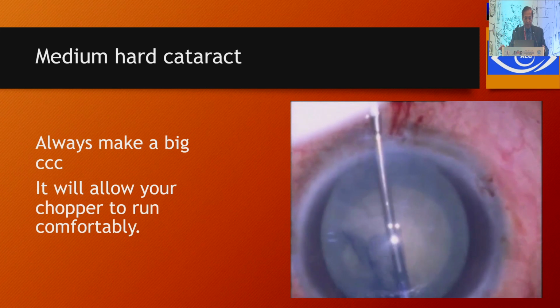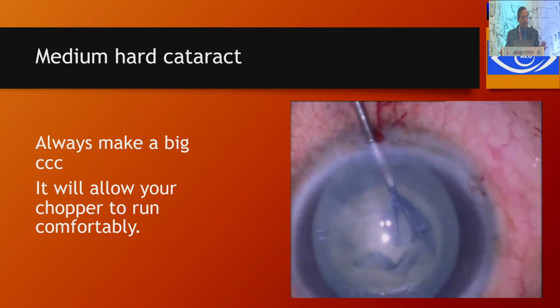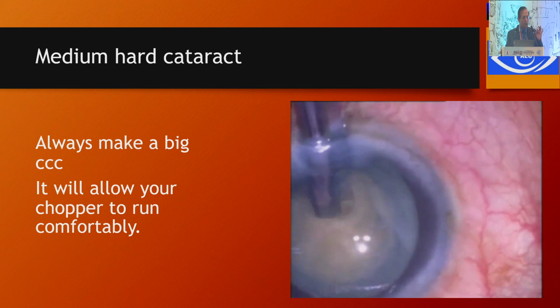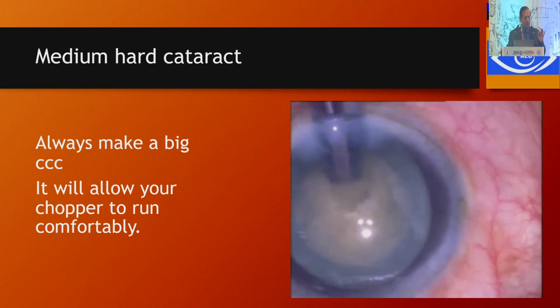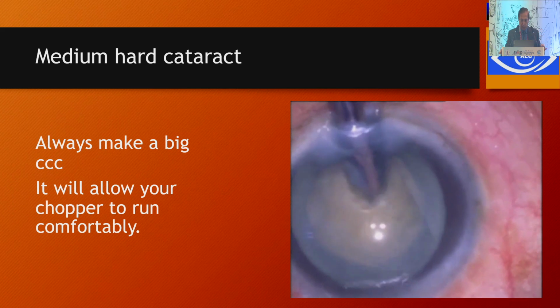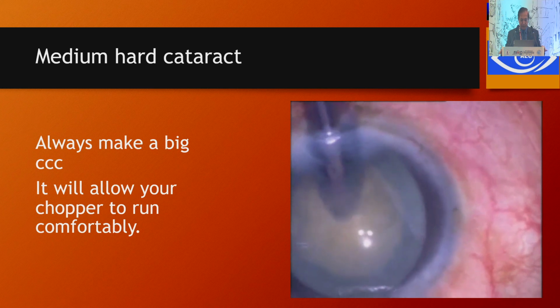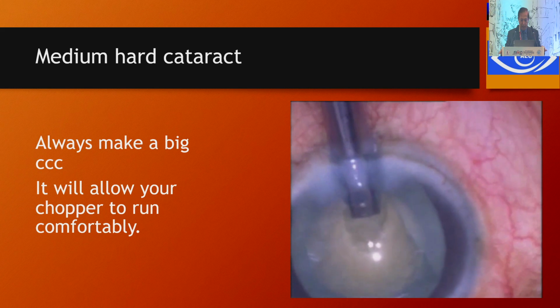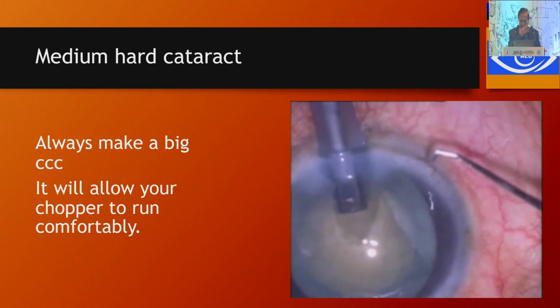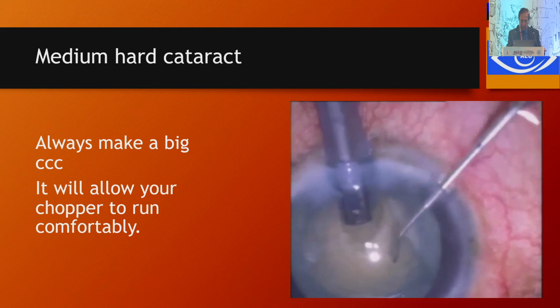Now, make a big CCC. In hard cataract, try to do a 5.75 CCC. Hold, make a crater in the center, just see, and hold it with a high vacuum. Follow the curve of the chopper.